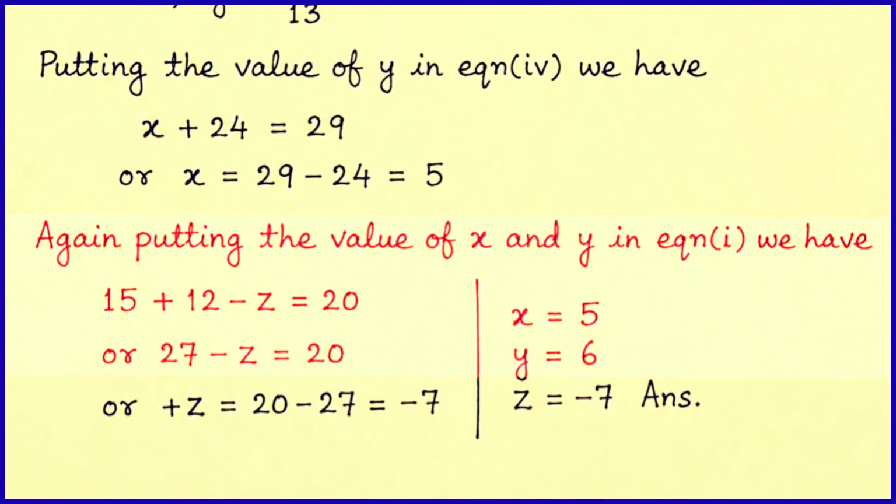Again, putting the value of x and y in equation 1, we have 15 + 12 - z = 20, or 27 - z = 20, or -z = 20 - 27 = -7, so z = 7. So x = 5, y = 6, and z = 7. Answer.